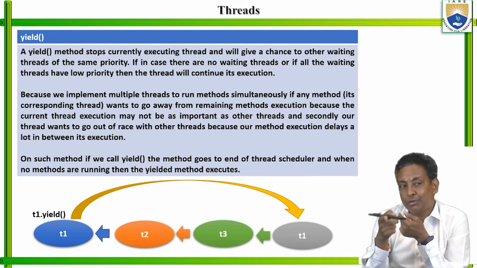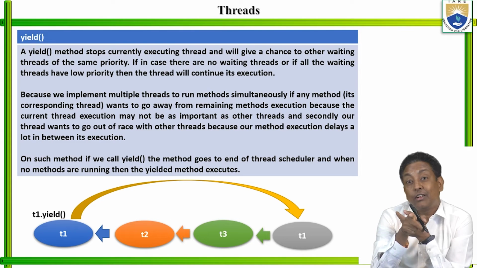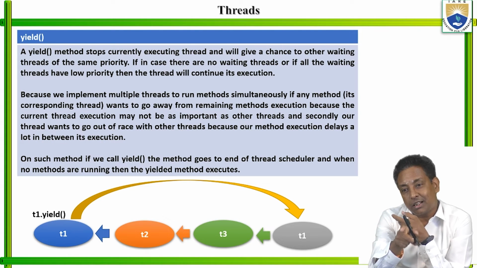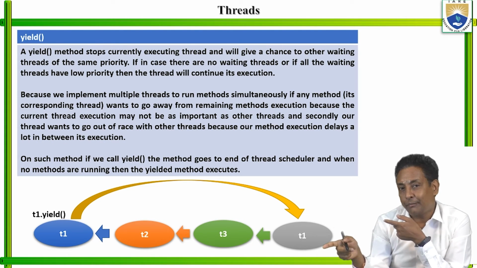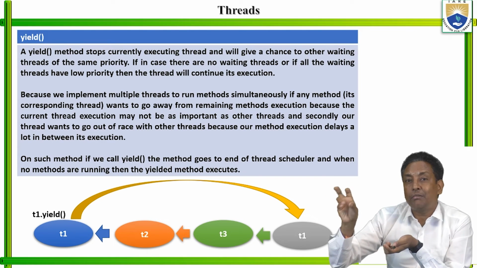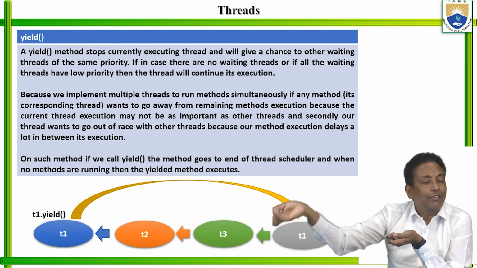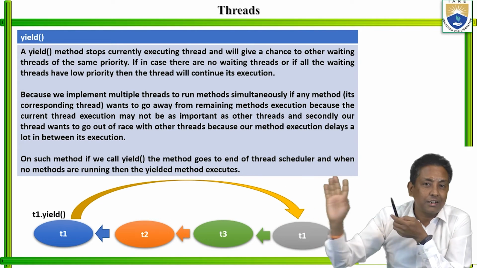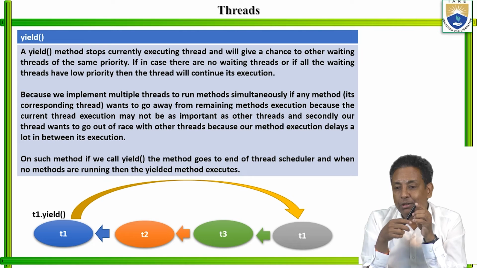Otherwise you could directly call t1.run. But we call t1.start, which makes the thread object first go and register with the thread scheduler. The thread scheduler schedules how much time each thread runs, and takes care of calling the run methods. That is the thread scheduler's responsibility.